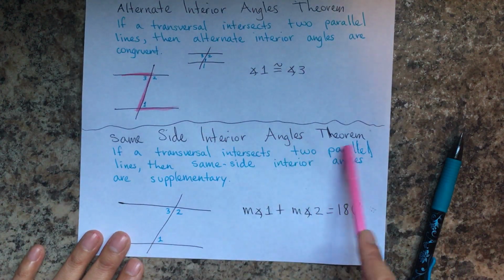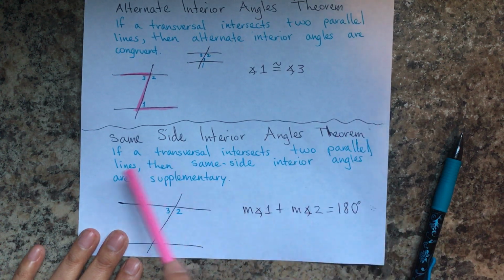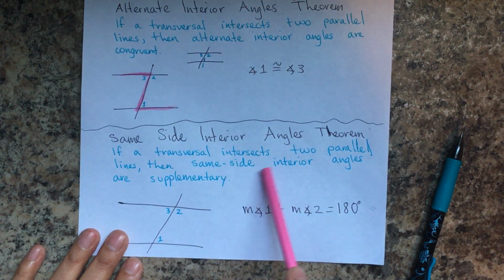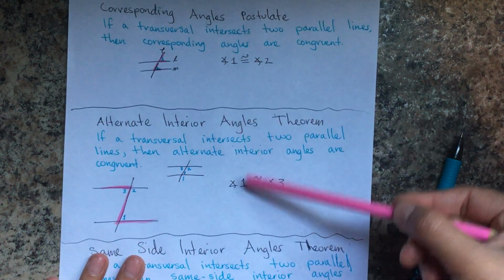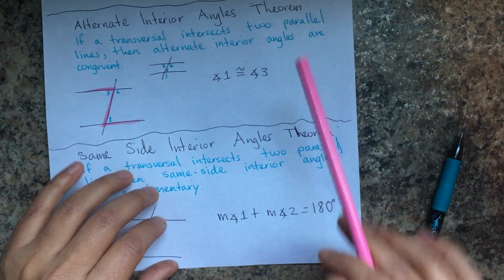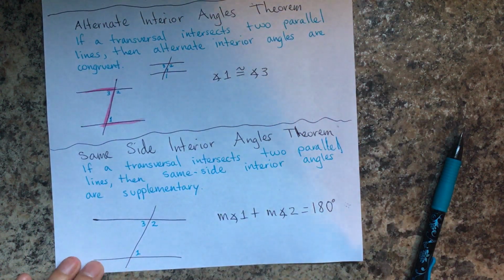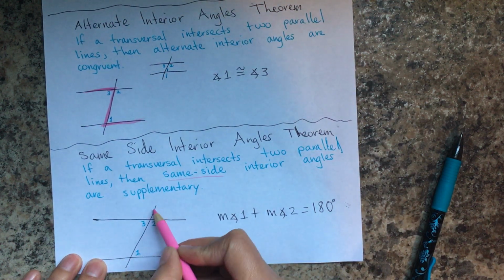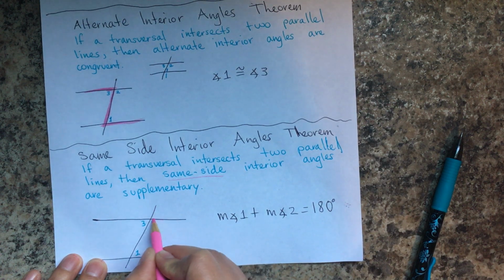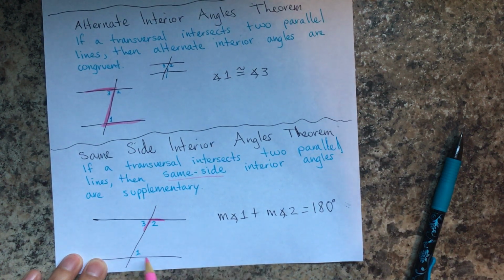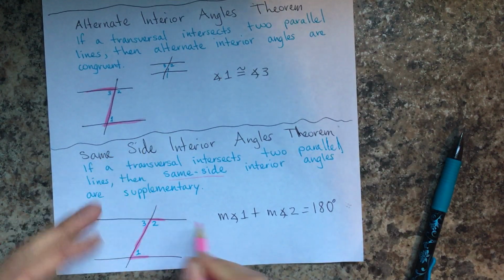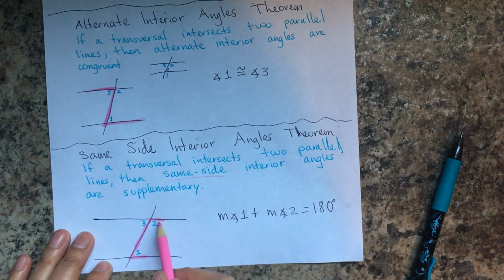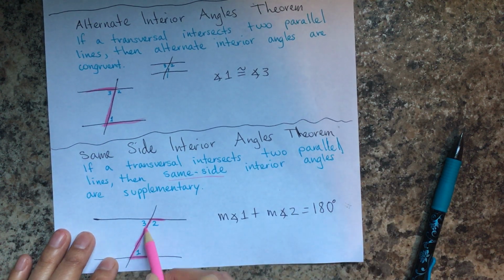Same side interior angle theorem. Again, this can be proved. If a transversal intersects two parallel lines, then the same side interior angles are supplementary. So notice how for these two, they are congruent. For this last one, they are supplementary. Same side means that on the transversal, we have this angle 2 and this angle 1. They're on the same side of the transversal. And the same side interior angles always form a letter C.